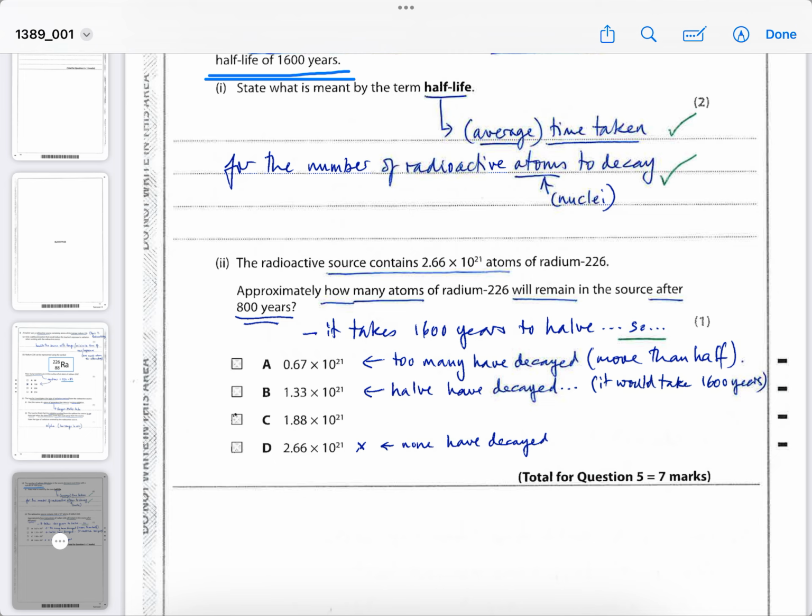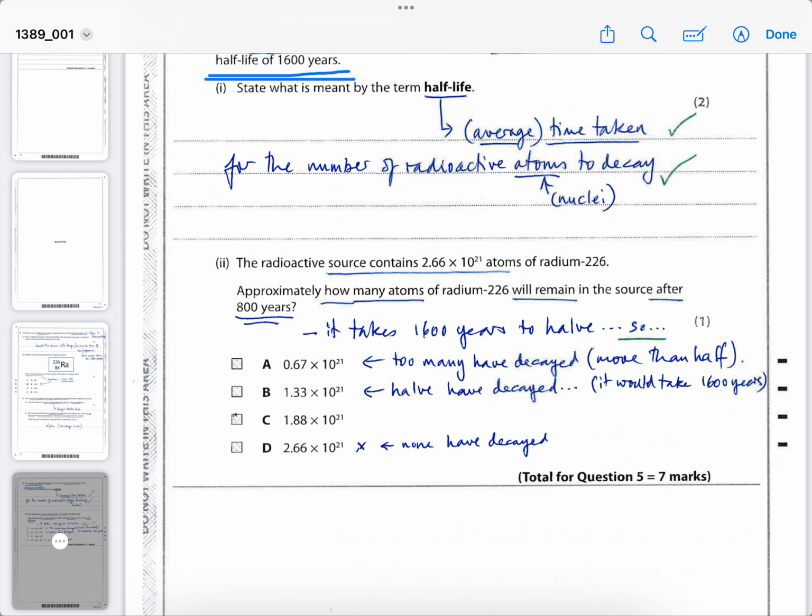The radioactive source contains 2.66 times 10 to the 21 atoms of radium-226. Remember, 1 mole would be 10 to the 23 atoms, so we've got about 0.01 moles, about a percentage of a mole. So that you can measure it in atom numbers if you know how to do that. Well, they're giving you the atom numbers. So approximately how many atoms of radium-226 will remain in the source after 800 years?